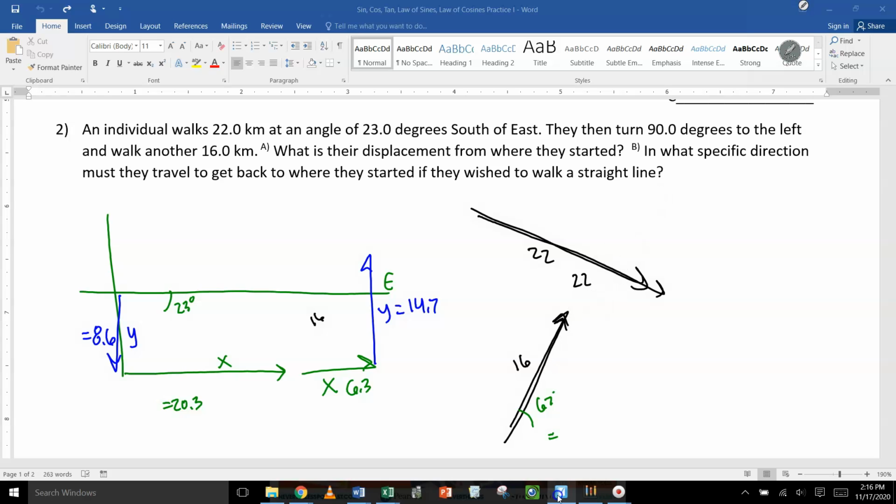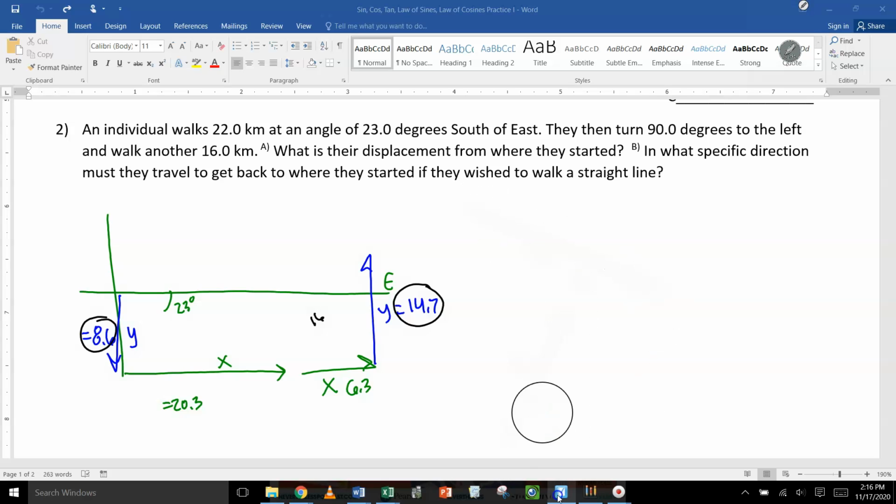You can tell. Remember my initial question, like, did I end up on the south side or the north side of that east line? Look at it. I walked south 8.6 and I walked north 14.7. So now you know you ended up on the north side of that. So here I've just replaced them all.